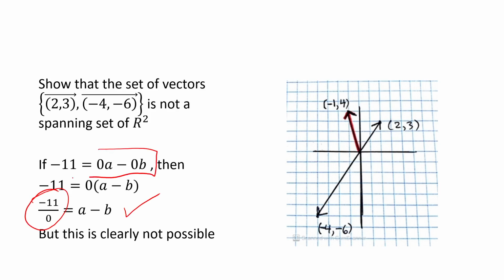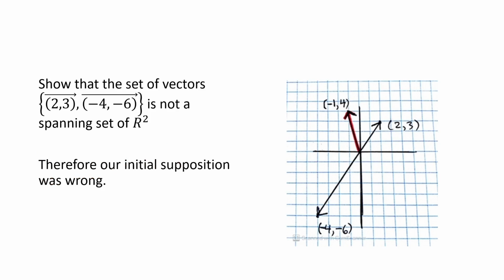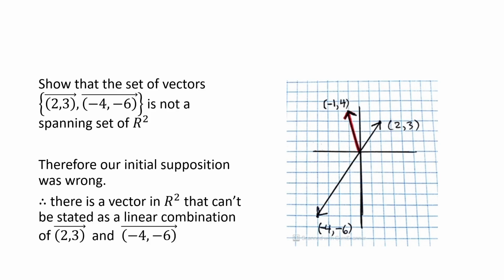Another way of saying it, you don't even have to get that far. You just look at that equation and you know 0 times a is 0 automatically, and 0 times b is 0 automatically. So there's no way that that equation could come true. So since we came across a mathematical impossibility, there must have been a mistake earlier on, and what it is, our initial supposition was wrong.